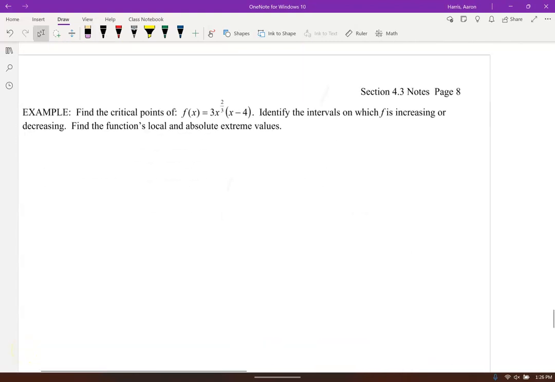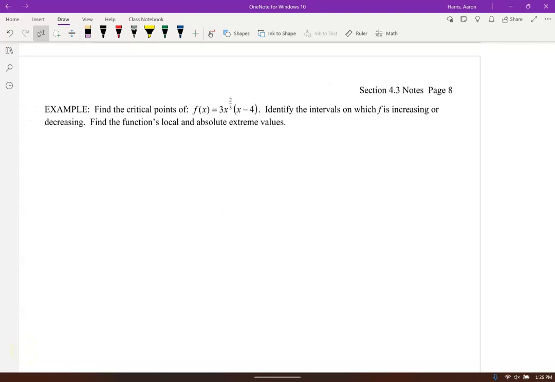All right, last one here. Before I do anything, I'm going to write this in a form where I can just run the power rule. x to the 2/3 times x to the 1 is x to the 5/3, so we have 3x to the 5/3 minus 12x to the 2/3. Okay, and then let's go ahead and take its derivative.